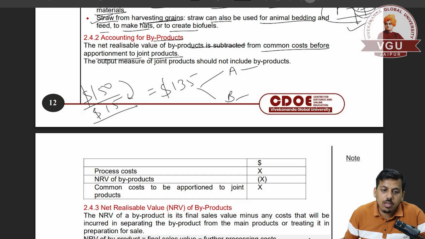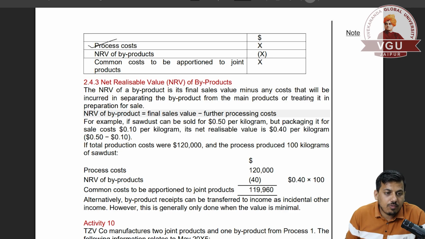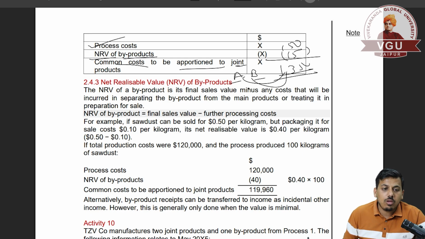Suppose we are making two joint products, A and B, so we will apportion the 135 between A and B. We have already discussed the methods, by the physical method or by the NRV or market value method. This is also shown in this table. First of all, the process cost is 150 and the net realizable value of the byproduct is 15, so 135 is the net common cost, which will be apportioned to the joint products A and B.